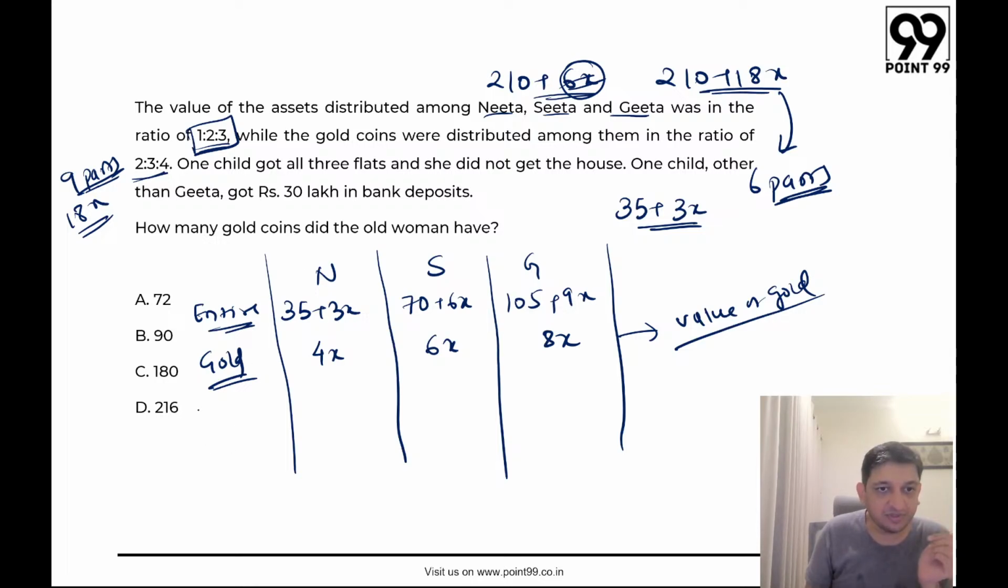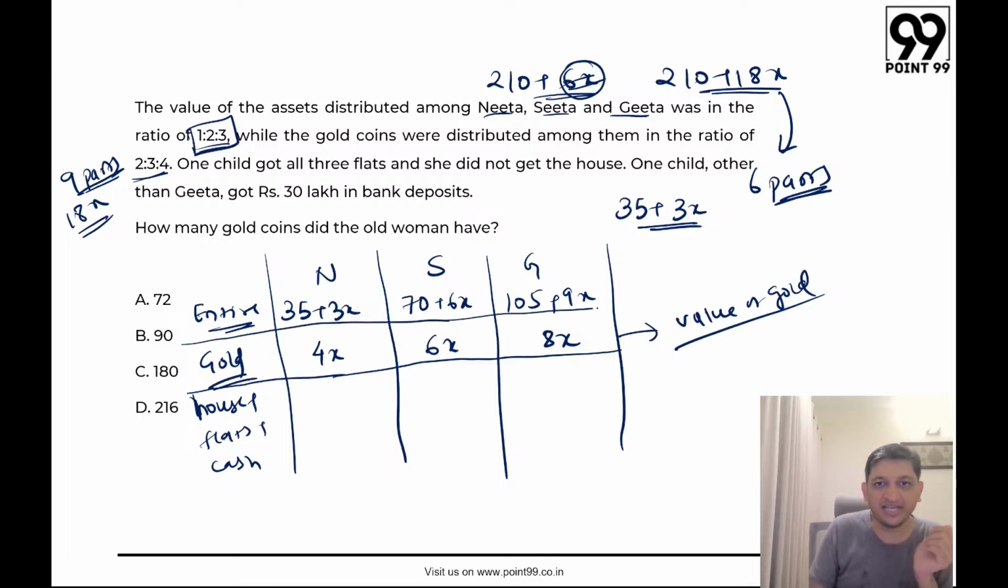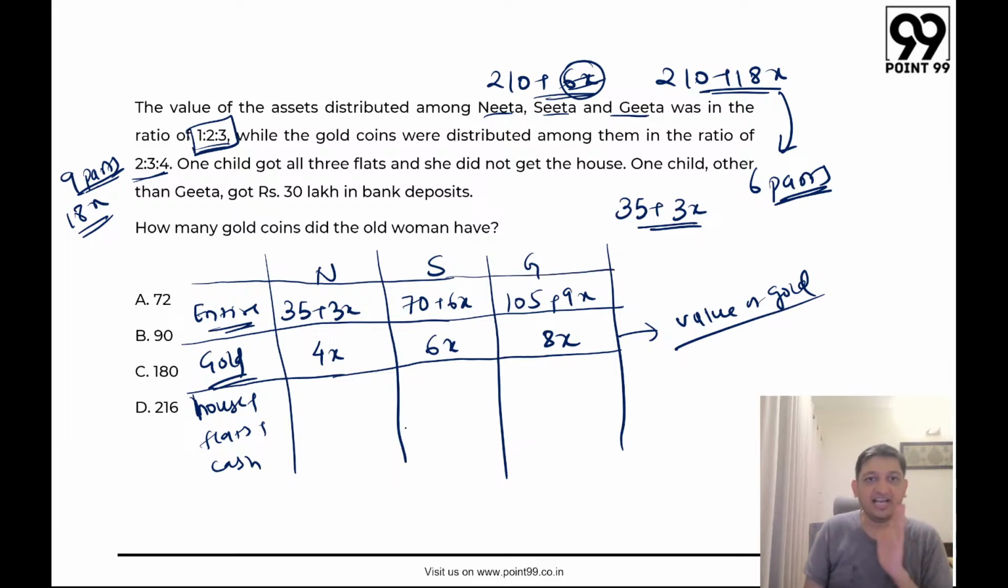One child got all 3 flats. Okay, so let's do one thing, write non-gold here. What does non-gold mean? House plus flats plus cash. Okay, so this component. Let's try to do it like this. Again, I did not go for pre-filled tables because I wanted to simulate how it looks like at the CAT as well. It might look slightly shabby, but this is basically how you understand, right?